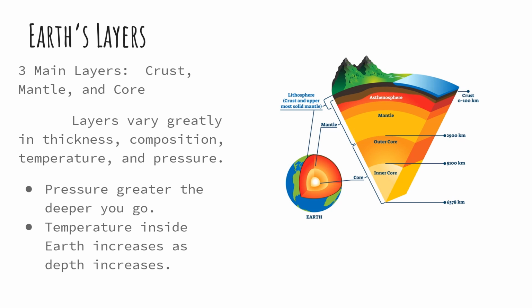So Earth has three main layers: the crust, the mantle, and the core. The layers vary greatly in thickness, composition, temperature, and pressure. The pressure increases the deeper you go. So the further down you go, or the closer to the inner core you go, the greater the pressure is going to be. The temperature inside Earth also increases as depth increases. So the further down you go, the closer to the inner core you get, the hotter it's going to be.